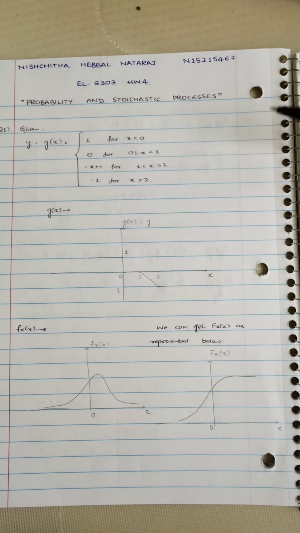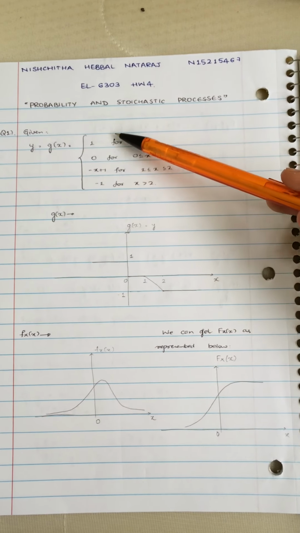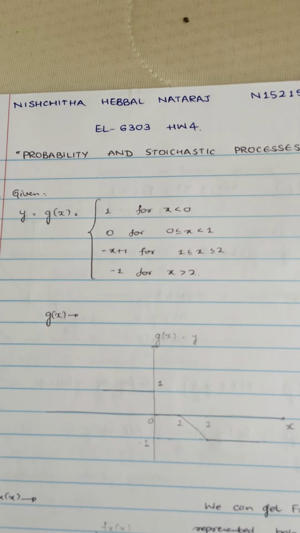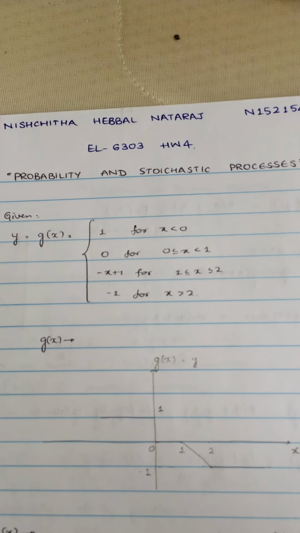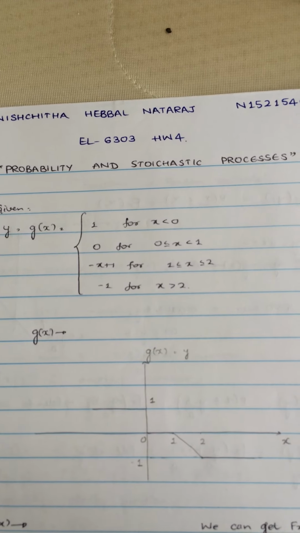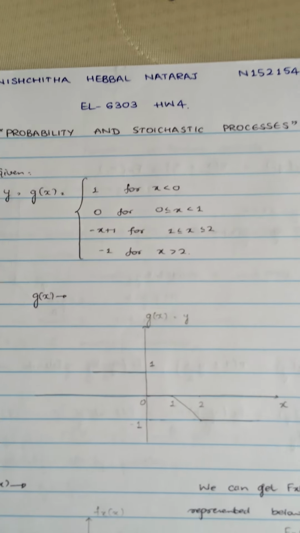In question 1, we are given Y equals g of X, which is a function given as 1 for X less than 0, 0 for the interval 0 to 1, minus X plus 1 for the interval 1 to 2, and minus 1 for X greater than 2.